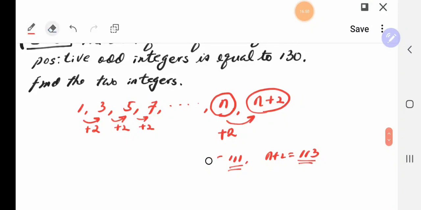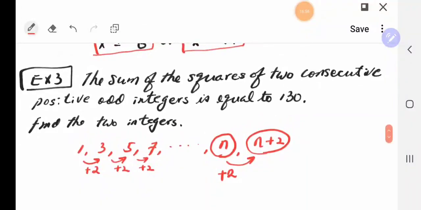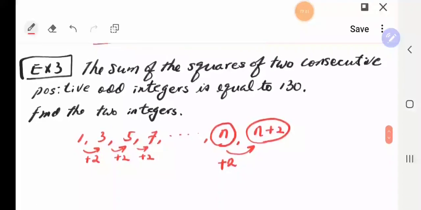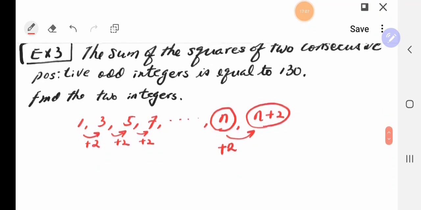Okay. So let's say n is the first positive odd integer. Then n plus 2 will be the second positive odd integer. So we want to make a sum of the squares of these two. So the equation will be this. Sum of two squares. Squares of the first odd integer and the second odd integer. This should be equal to 130. So we just wrote an equation.